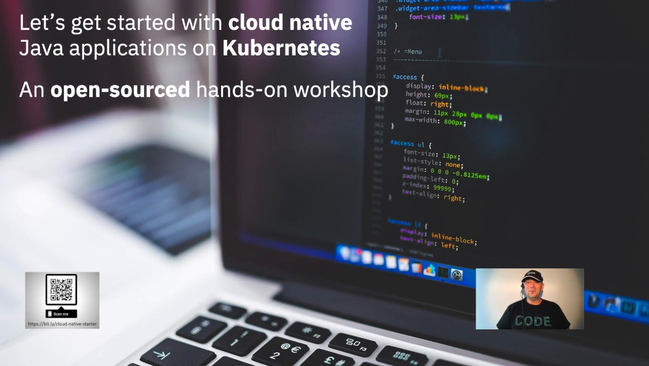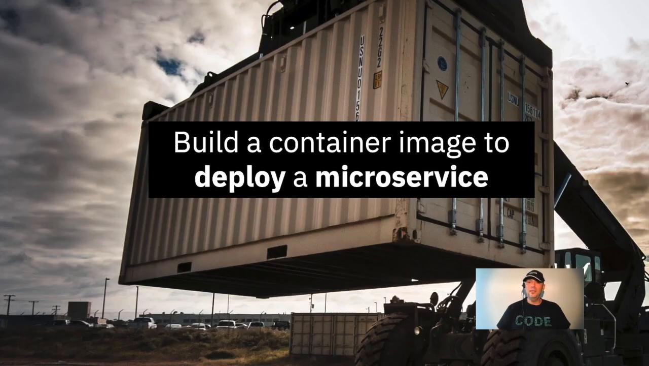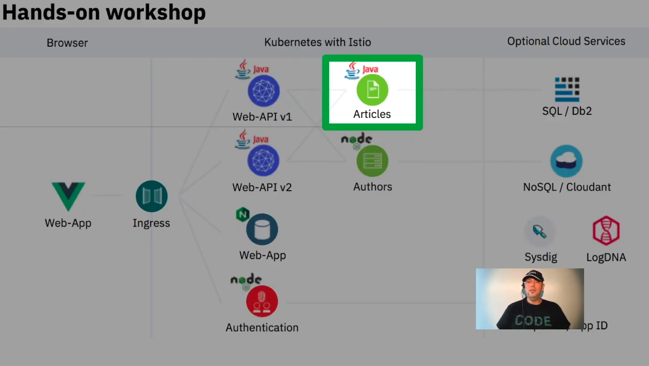Let's get started with cloud-native Java applications on Kubernetes, an open-sourced hands-on workshop. Today, build a container image to deploy a microservice. What do we need to build a container image for the articles microservice?